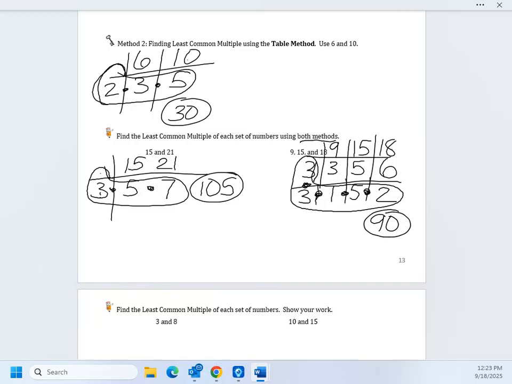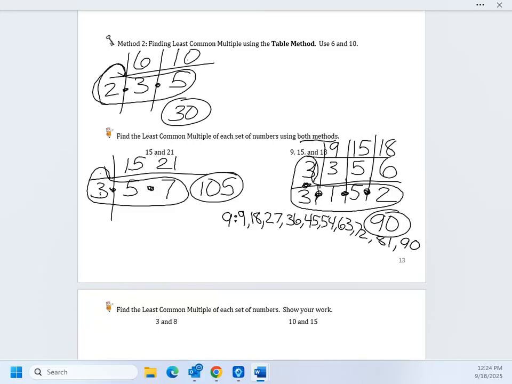So now let's see, using the skip counting method. So I've got 9. Oh, I can skip count by 9s. Those facts I know easy. So 9, 18, 27, 36, 45, 54, 63, 72, 81, 90.